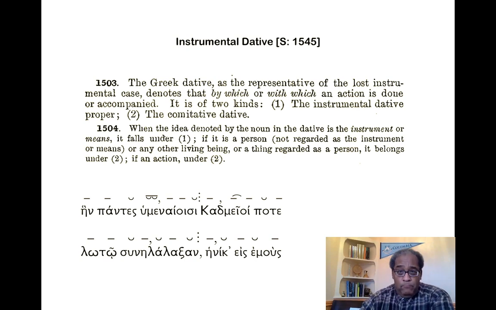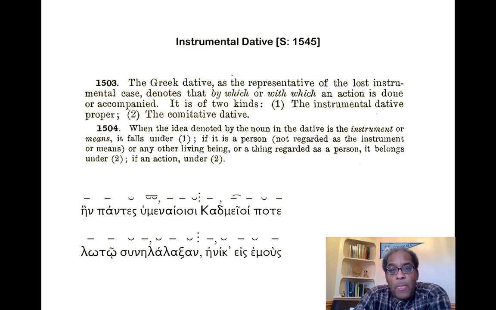And so the hymenaioi se, I believe here, is an instrumental dative. The Greek dative, as a representative of the lost instrumental case, denotes that by which or with which an action is done or accompanied. It is of two kinds: the instrumental dative proper and the commutative dative. Okay, and this is where Smyth goes into small print, and it gets kind of wacky.